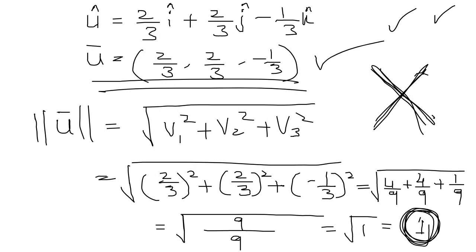If it is equal to 1, it's a unit vector. If it is not equal to 1, it's not a unit vector, which means there must be some mistake in your calculation in the example.